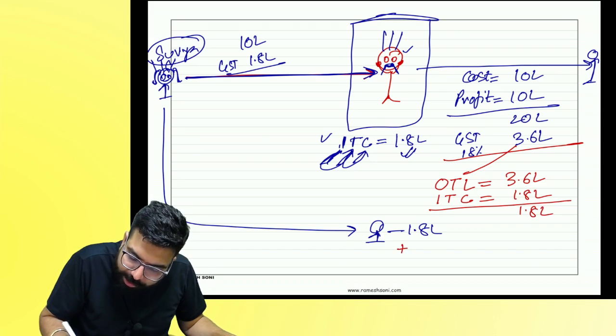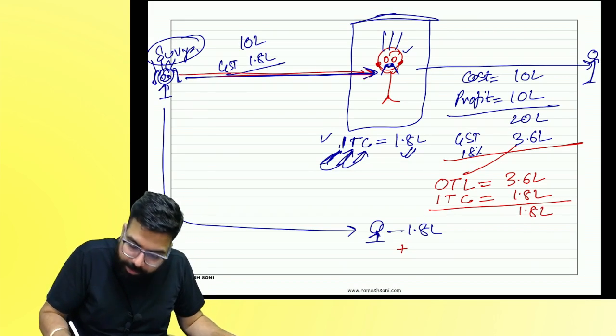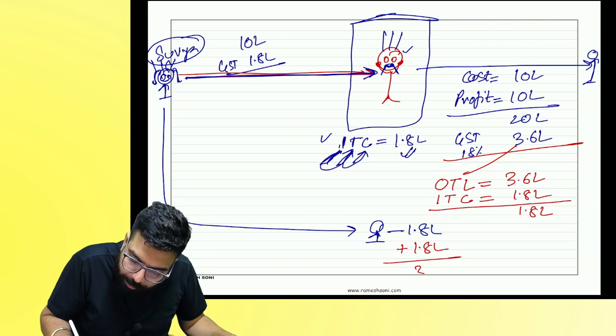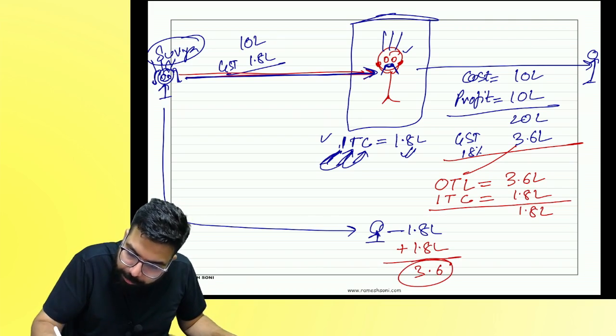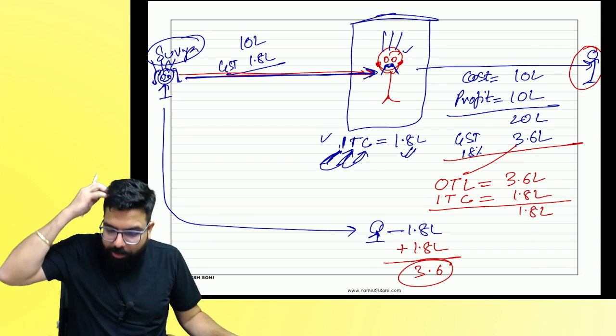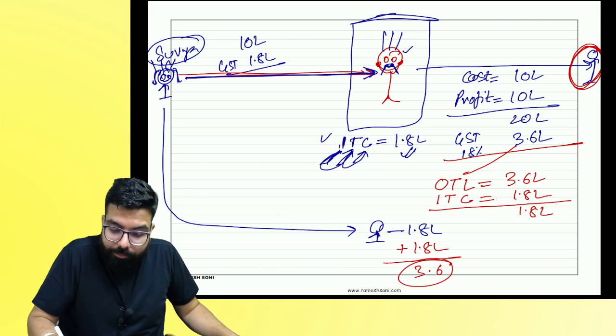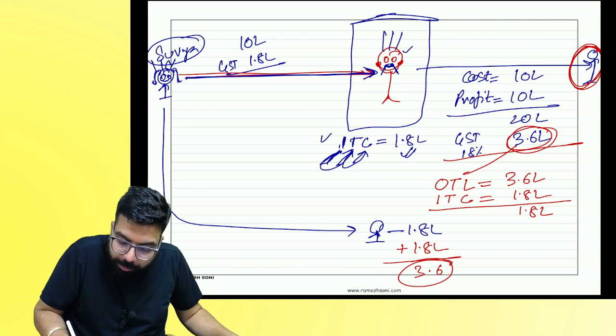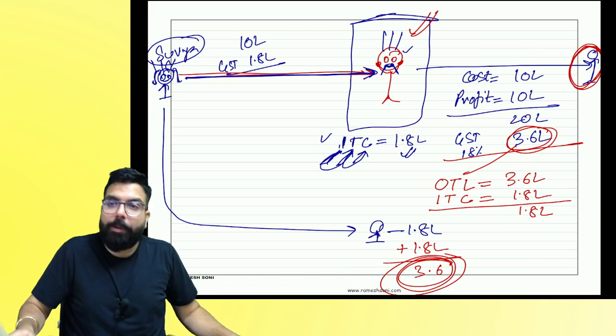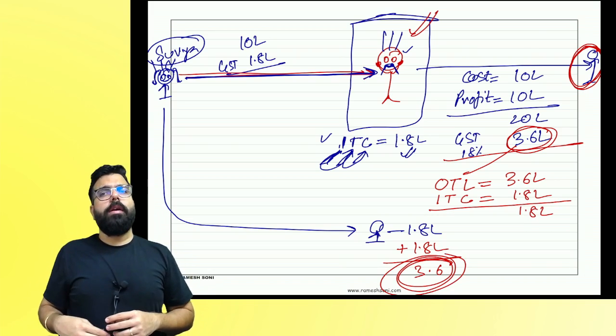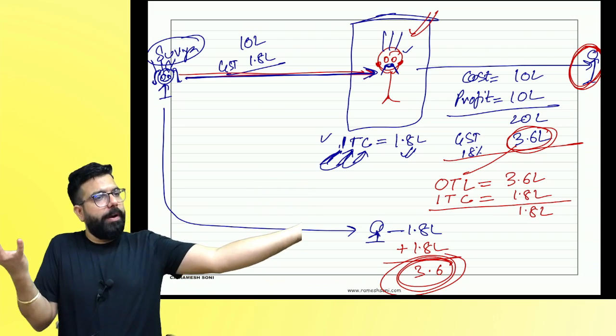So government already got earlier 1.8. Now you pay 1.8. Government got 3.6. How much did Bakra pay? Bakra is me only. How much did Bakra pay, everyone? 3.6. Government got 3.6. Is Rahul happy? Why? Rahul paid 1.8.